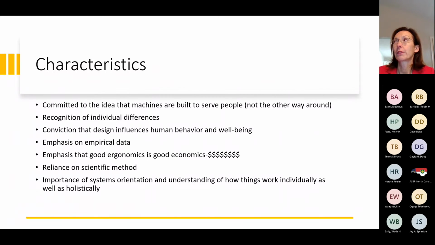A lot of times we're dealing with machines or objects or different types of tangible things in the workplace, and they are just not designed for people. So we'd like to have it the other way around. We're really front-end types of people. We want to be proactively involved if possible. We recognize individual differences. We have a conviction that design influences human behavior, right?